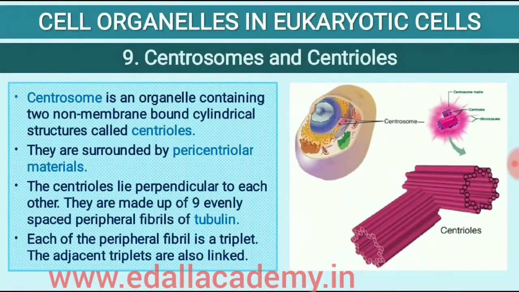8.5.9 Centrosome and centrioles. Centrosome is an organelle usually containing 2 cylindrical structures called centrioles. They are surrounded by amorphous pericentriolar materials. Both the centrioles in a centrosome lie perpendicular to each other, and each has an organization like a cartwheel. They are made up of 9 evenly spaced peripheral fibrils of tubulin protein. Each of the peripheral fibrils is a triplet.